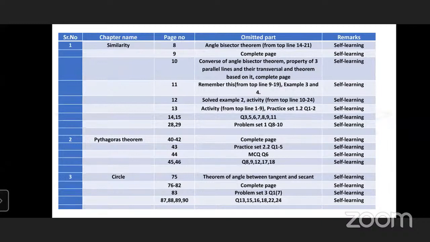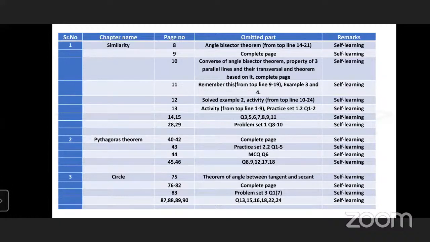So if you want, then take a screenshot of this slide. Here, first is similarity, and the omitted portion is like this. From page number 8, the angle bisector theorem is totally omitted. Page 9 is completely omitted. Next is the converse of the angle bisector theorem and properties of 3 parallel lines. These portions are completely omitted from your syllabus. Now see, a few questions are also omitted from practice set 1.2 and from the problem set.